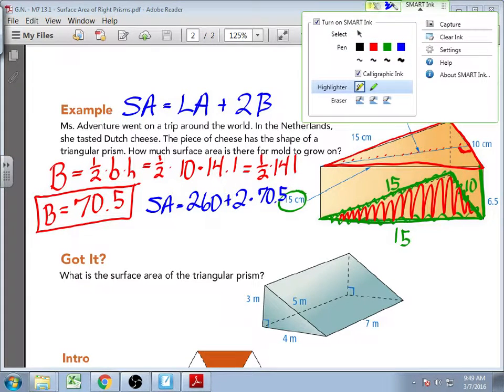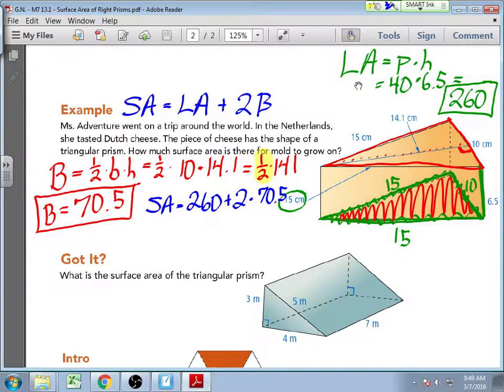I did half of something to get my new something, and then that new something is going to be multiplied by 2. I could have just stuck with my 141 instead of doing half and then 2 times. I could have just said, 2 times the base is 141. So instead of doing 2 times 70.5, we could have just used that 141. And those are the shortcuts that only practicing will help you be able to identify.